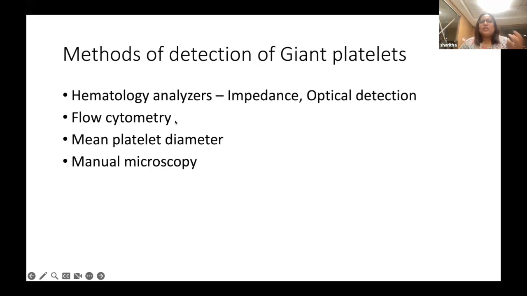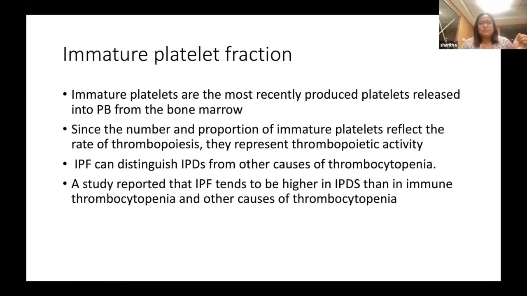Though flow cytometry is the gold standard for identification, and ICSH also says that flow cytometric identification of CD41 and 61 is the standard reference method for identification of platelets, manual microscopy still remains the gold standard for identifying these giant platelets.